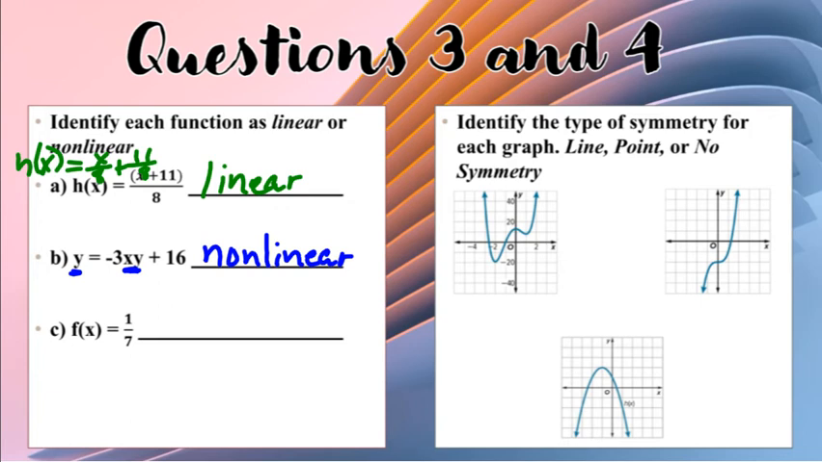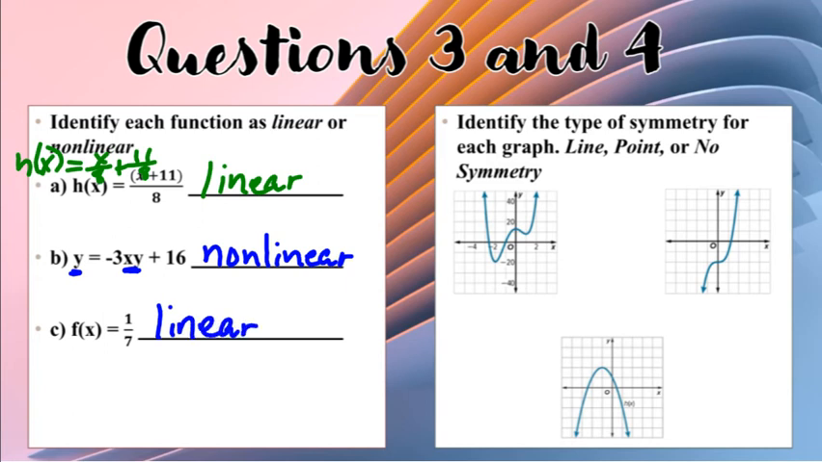And the last one, C, f of x equaling 1/7. So remember, f of x means y. So y equals 1/7. That means on the coordinate plane, it would be a horizontal line crossing the y-axis at 1/7. Since a horizontal line is linear, this function would be linear.